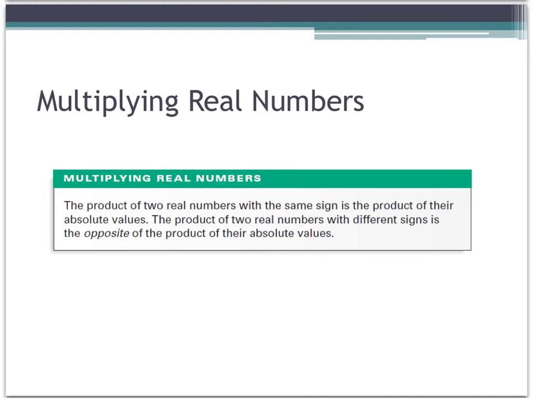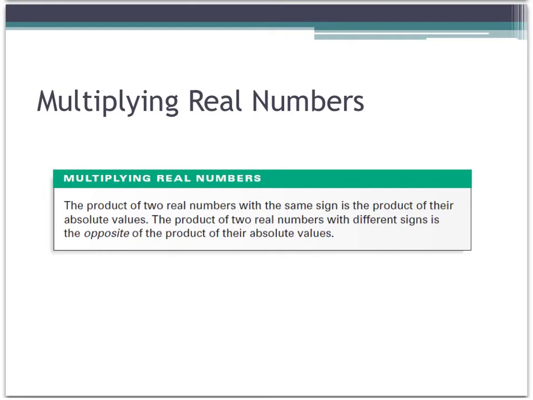You can write out the long particular rule, which states that the product of two real numbers with the same sign is the product of their absolute values, and the product of two real numbers with different signs is the opposite of the product. But that doesn't mean as much maybe to you as remembering this.